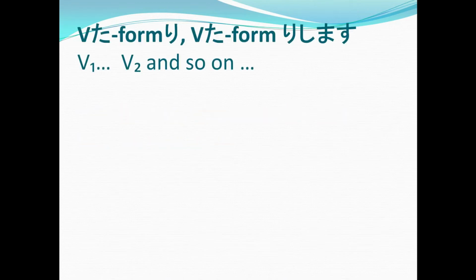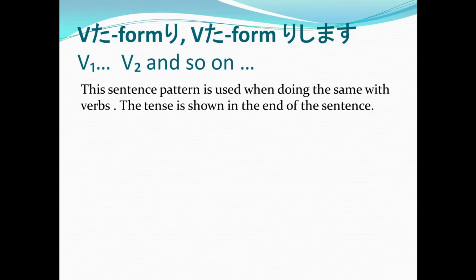Now, the next sentence pattern that uses the verb ta form is the verb ta form ri, verb ta ri shimasu, or this is what we usually call the verb tari shimasu. Or in English, it's a verb 1, verb 2, and so on. Now, this sentence pattern is used when doing the same with the verbs. The tense is shown in the end of the sentence. Again, a sentence pattern that is used when doing the same thing or same with verbs.